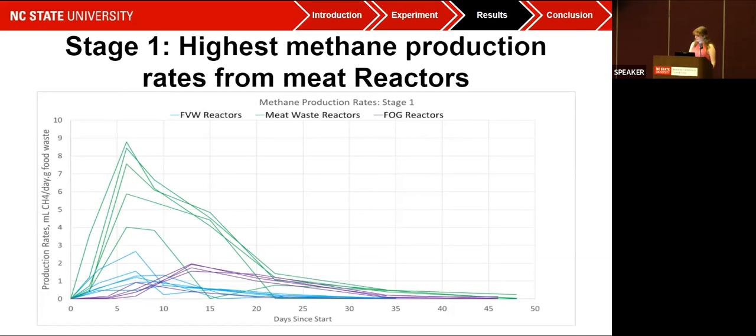We also can see a little bit in the purple, which is the fat waste, a bit of a lag phase, where it took a little longer for those reactors to reach peak production rates, which is expected with fatty or lipid waste.